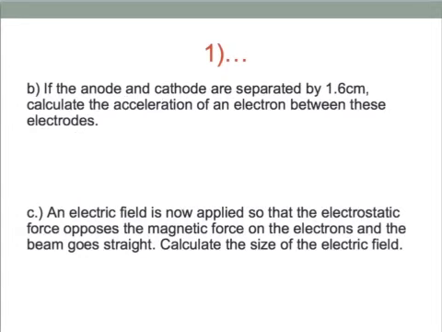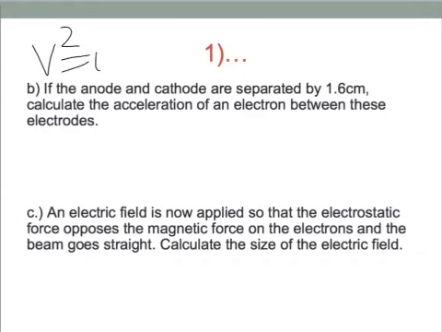So the same question continued, part B. If the anode and the cathode are separated by 1.6 centimeters, calculate the acceleration of an electron between these electrodes. A couple of ways of doing this. We could find the electric field strength and then find the force and then find the acceleration. But we could just use kinematics, so I'll use kinematics.